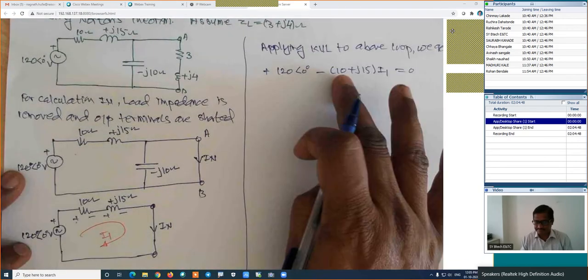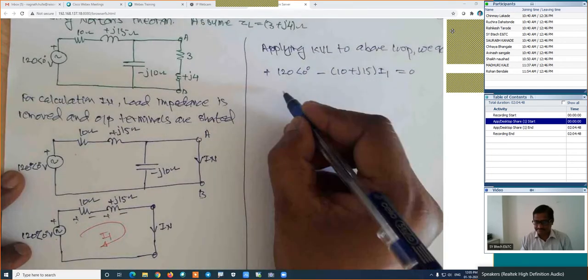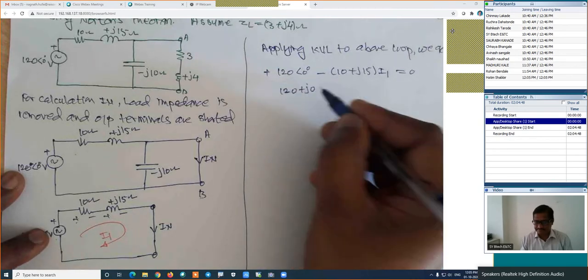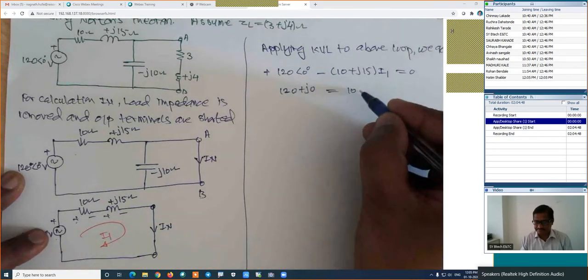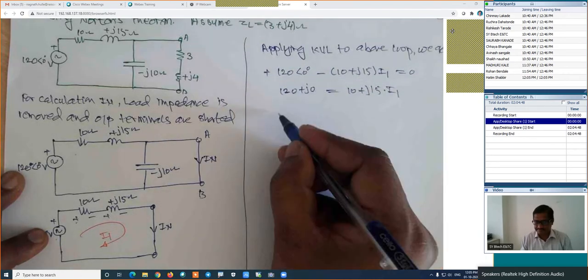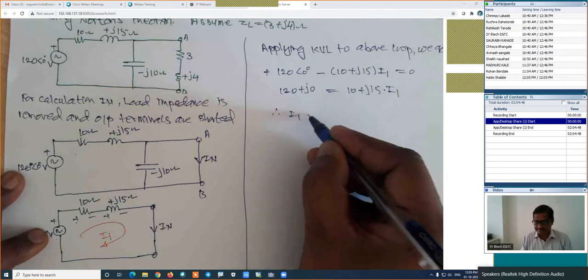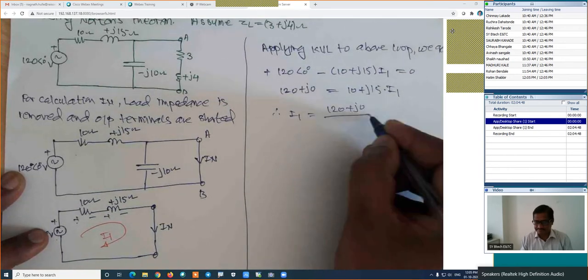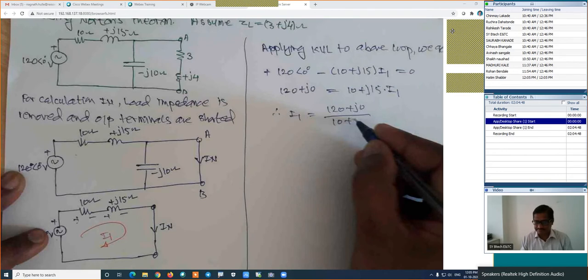I will shift this value to the other side. In this case, I will convert 120 to rectangular form, 120 plus J0, which is equal to 10 plus J15 into I1. Therefore, I1 is equal to 120 plus J0 divided by 10 plus J15.